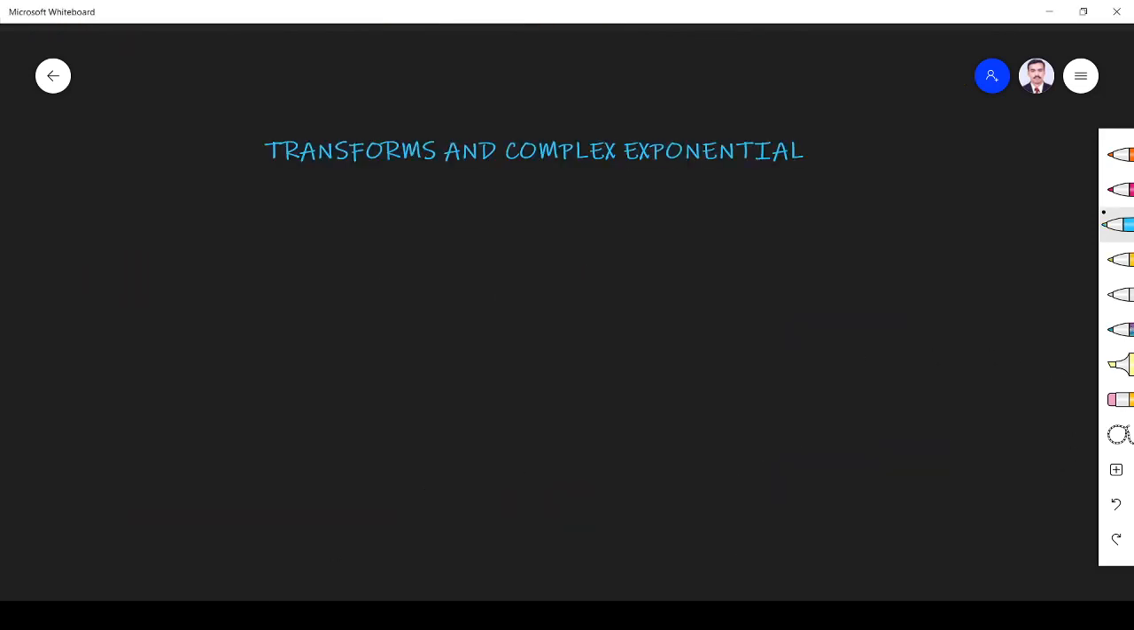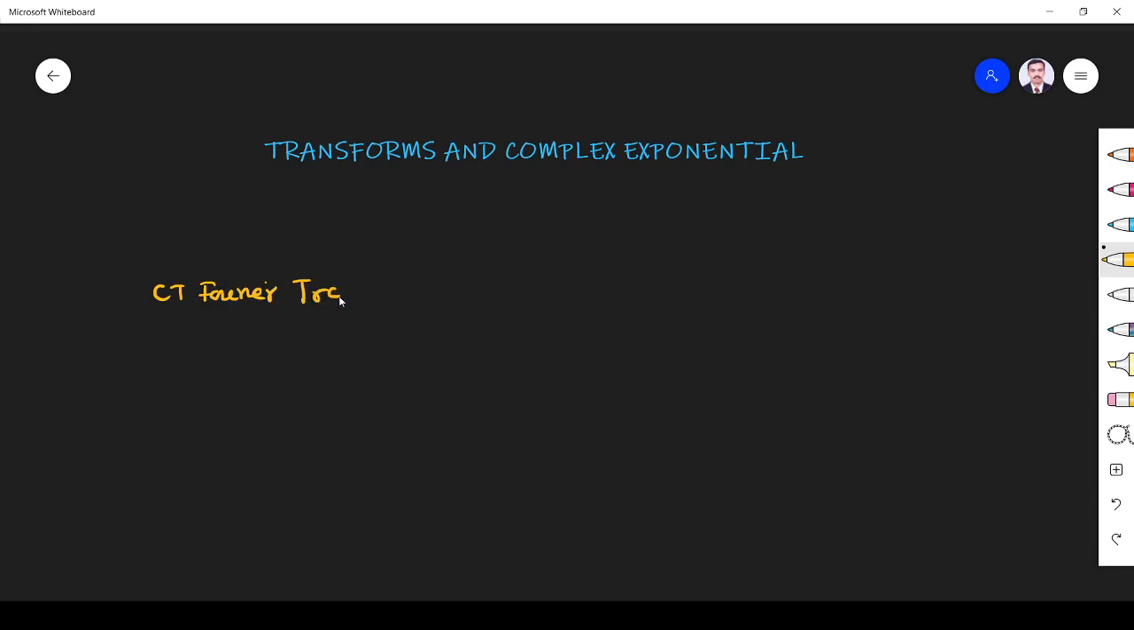Hi students, welcome to this session on transforms and a complex exponential. In signals and system, we are going to study so many transforms, right? All the transforms have some relation, and let us see what is the relation, what is the purpose of each transform now. Fine. Okay, so first we start with the Fourier transform, continuous time Fourier transform.